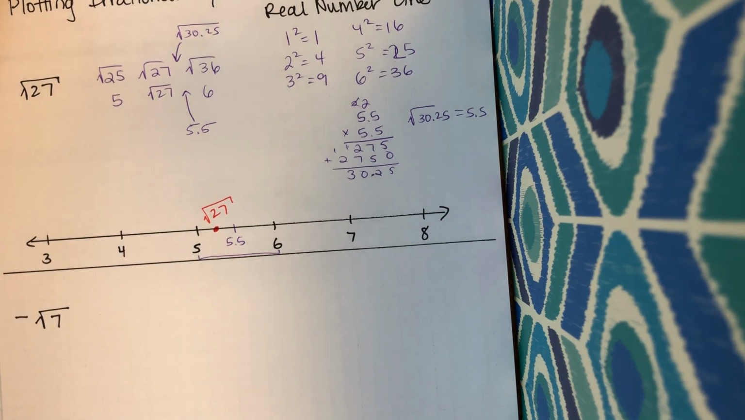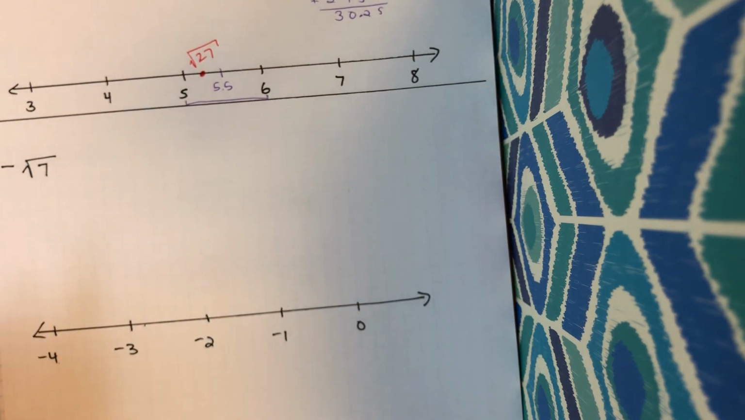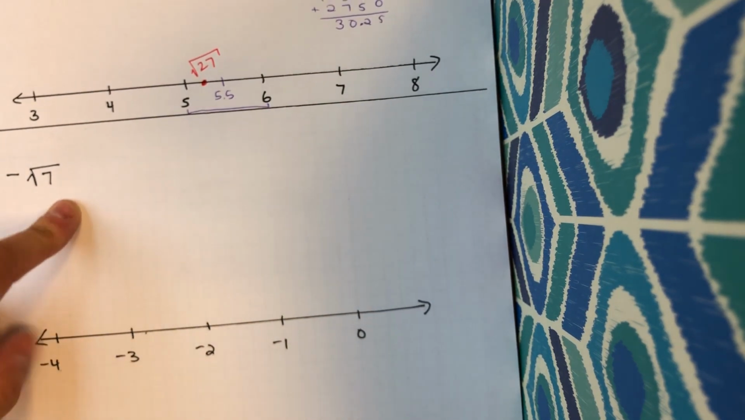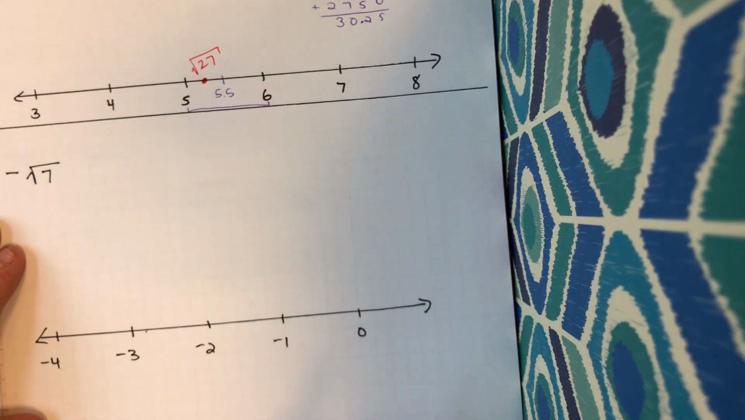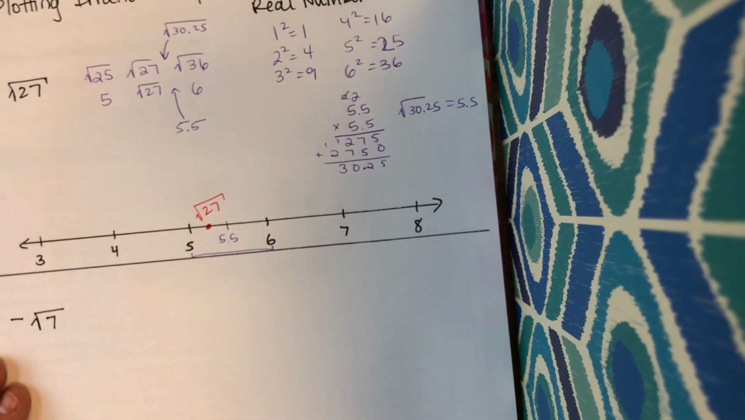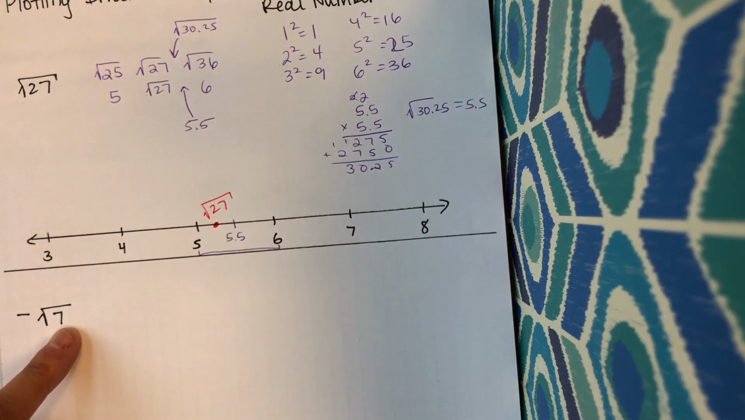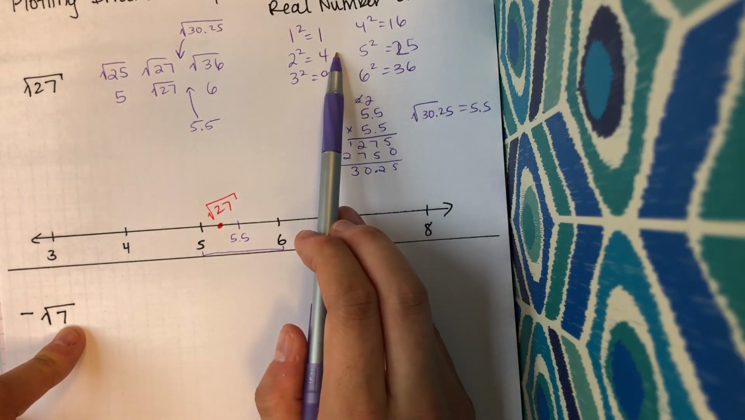Let's do that with another problem. This time we're going to look at the negative square root of 7. We're going to treat it just like the problem above, but at the end we'll think about how that affects our negative numbers. So we need to look at what squares are close to 7. The closest squares are 4 and 9.